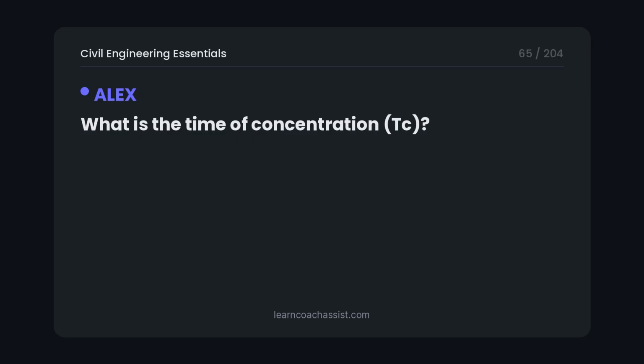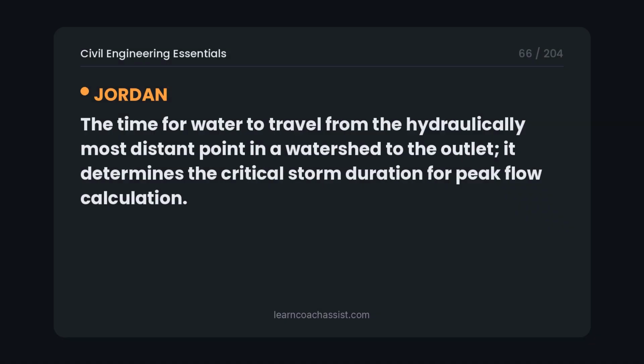What is the time of concentration, Tc? The time for water to travel from the hydraulically most distant point in a watershed to the outlet. It determines the critical storm duration for peak flow calculation.